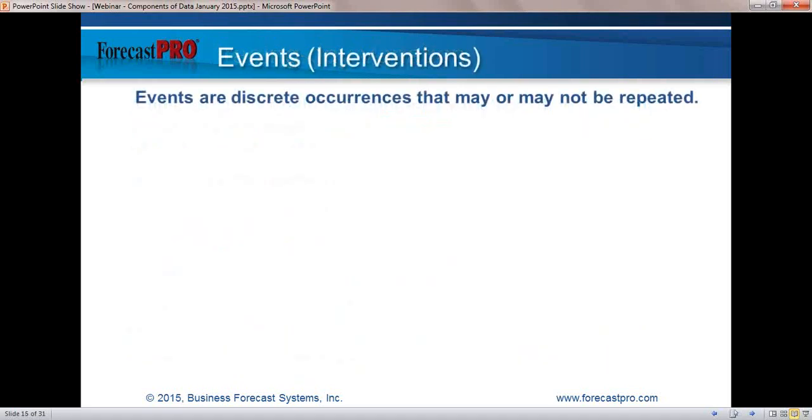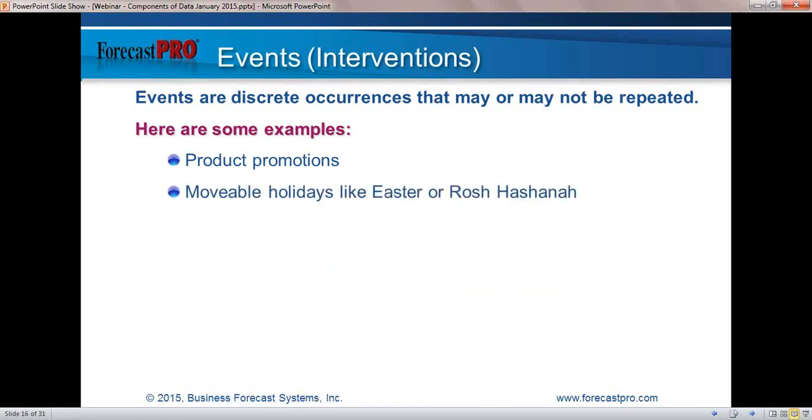Our next component, events. Events are things that occur, things that happen, that have an impact on our data and that can't be ignored. They may or may not be repeated. What are some examples? Probably the most common example that we come across in our business is product promotions. So if we run a price promotion, it increases demand. Or maybe if a competitor runs a promotion, it might decrease our demand. But product promotions are an example of an event, something that occurs that changes the demand and that we can't ignore for forecasting purposes.